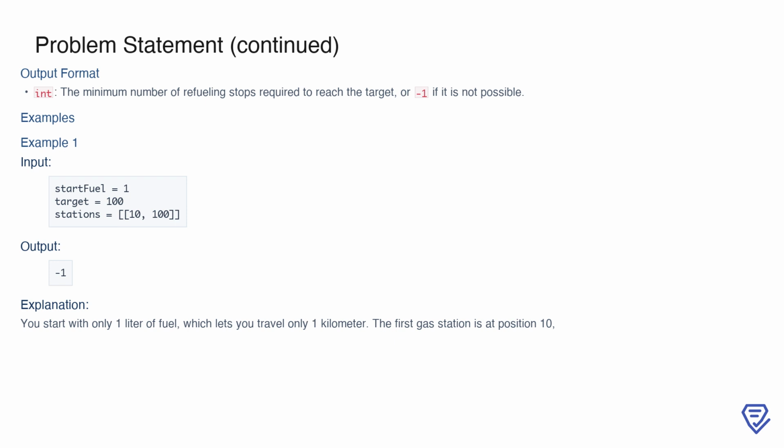Let's look at the first example to understand this better. Suppose you start with only 1 liter of fuel, and the target is 100 kilometers away. There is one gas station at position 10, offering 100 liters of fuel. With only 1 liter, you can travel just 1 kilometer. Since the first station is located at position 10, it is unreachable with the given initial fuel, and therefore, it is impossible to reach the target. The output in this case is -1.